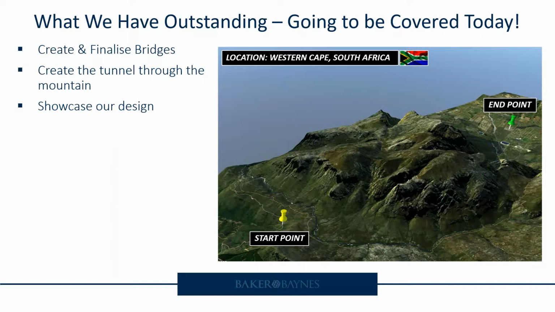We need to create and finalize the bridges. As you recall, those that attended part 1, we used the automatic route optioneering or corridor optimization function in Infraworks to route the route for us automatically. So I had deleted some of the bridges that I didn't want, and I'm going to show you how I incorporate them manually. Then we're going to put the tunnel through the mountain for the rail network.